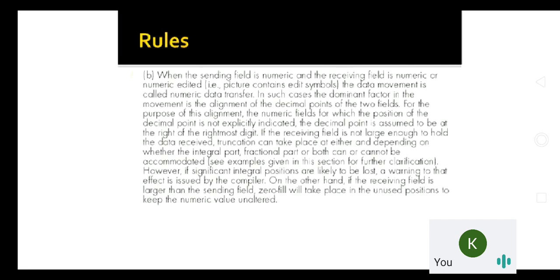And then, based on the decimal points that you're going to use, automatically the values will be aligned. So the decimal point is going to be an assumed one and is going to be assigned as such.